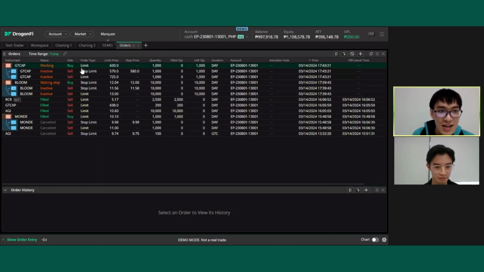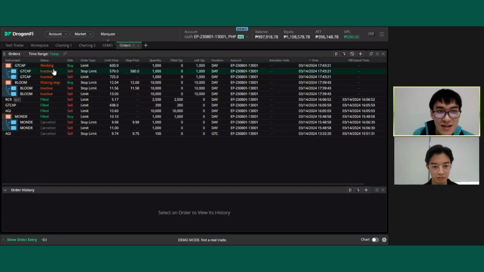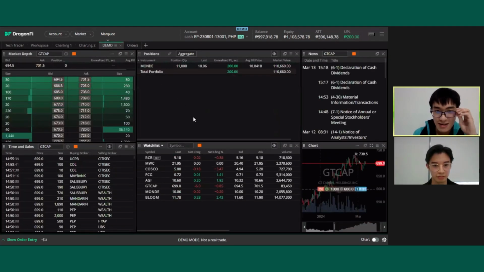So now check your orders. So there, it's working. The buy order is already there, waiting at 600. So your order is already here, you can see it here. You're just waiting for price to come back to 600 so you get filled. Then, once your buy order is filled, it will activate these two sell orders. One is your stop loss, then the other is your take profit. So that's how it works, right?